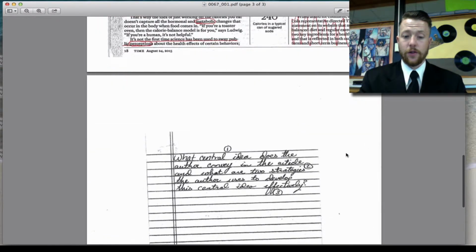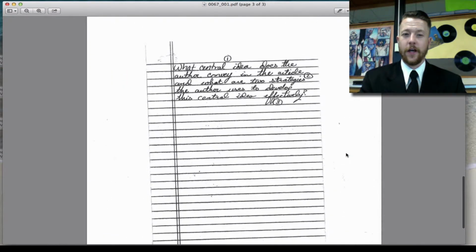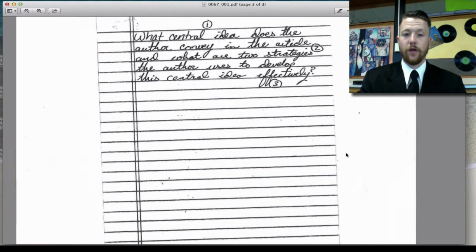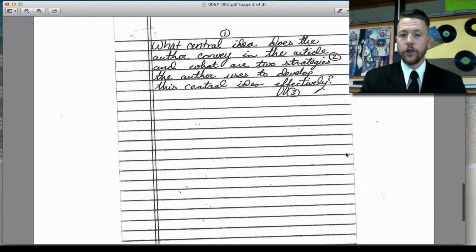We talk about students having a question in that gist level, level 3. They should be able to write about it, and you can go really generic at all grade levels in all content areas. What central idea does the author convey in the article, and what are 2 strategies the author uses to develop this central idea effectively? Again, I wrote this at my high school level. You could point what central idea is in the text. How do you know that that's the central idea?